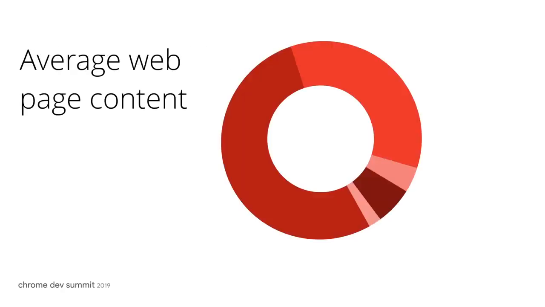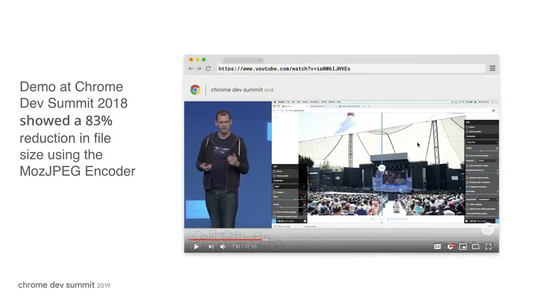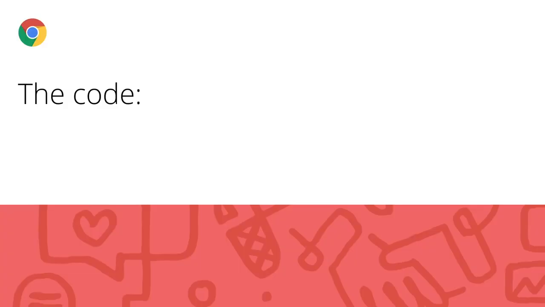We have an app called Squoosh that we released last year. This optimizes images on the web. Why is that important? Because the average page content is images, and images are really heavy. This is a PWA, you can drag and drop images and start reducing the size of the images. We demonstrated this at Chrome Dev Summit 2019 and showed that by taking the iOS homepage image, we reduced it by 83%. So we can all collectively start improving the experiences on the web just by making images much smaller.